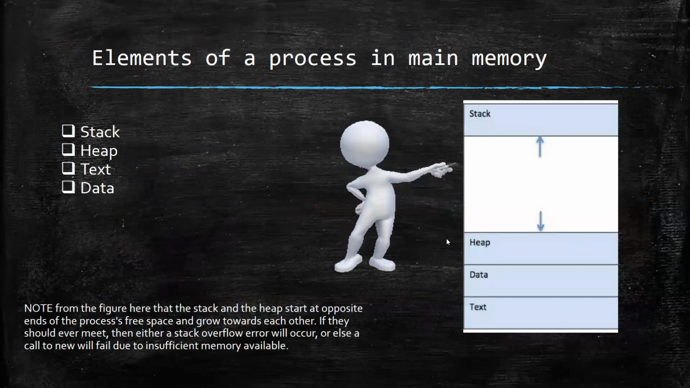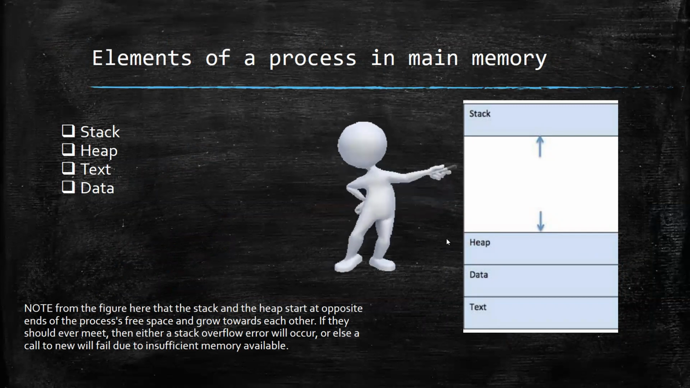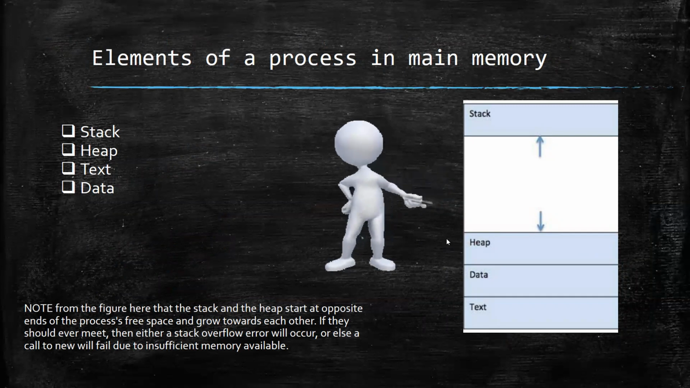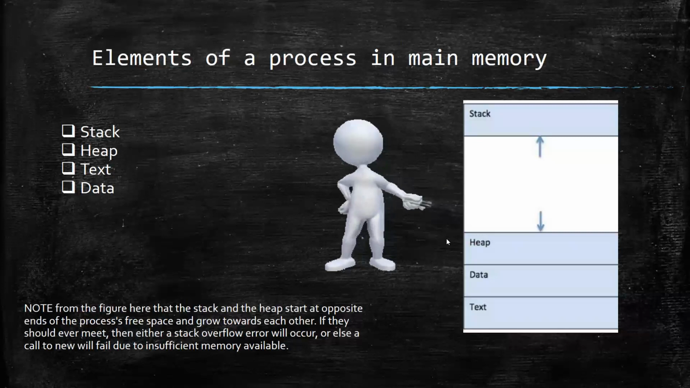Elements of a process in main memory: stack, heap, text, data. Note from the figure here that the stack and the heap start at opposite ends of the process's free space and grow towards each other. If they should ever meet, then either a stack overflow error will occur, or else a call to new will fail due to insufficient memory available. Next slide, please.